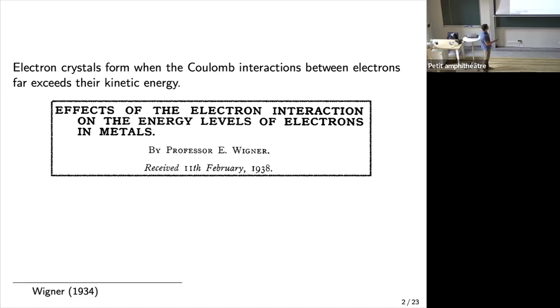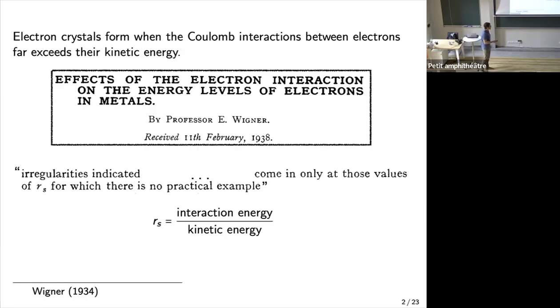And at the end of his, actually second paper on the topic, he made the following observation. So Wigner observed that certain irregularities indicated, and here he's referring to features of his model of crystallized electrons, come in only at those values of Rs for which there's no practical example, where Rs is a dimensionless parameter that measures the strength of the interaction to kinetic energies. Okay, so Wigner understood that for the sorts of metals that existed at the time, the interactions would never really be strong enough for them to crystallize. And he was correct in the 1930s.